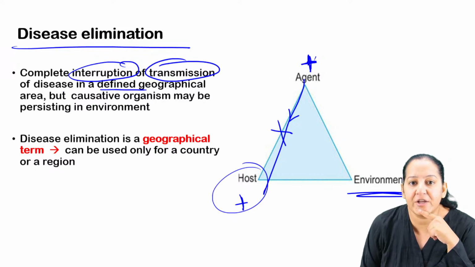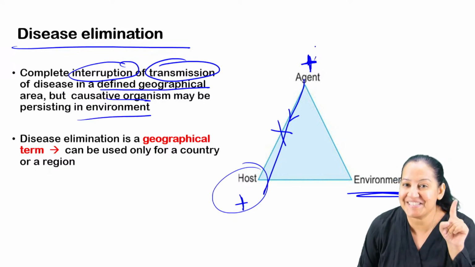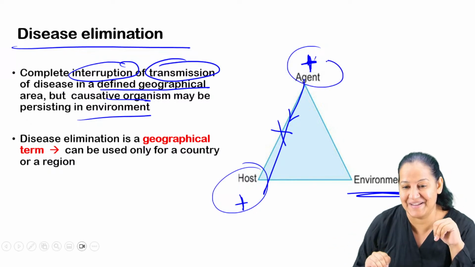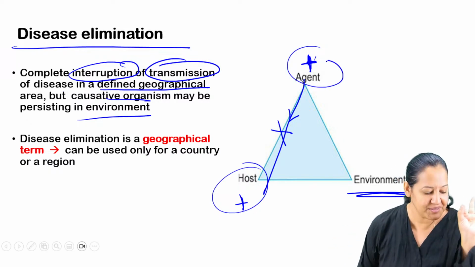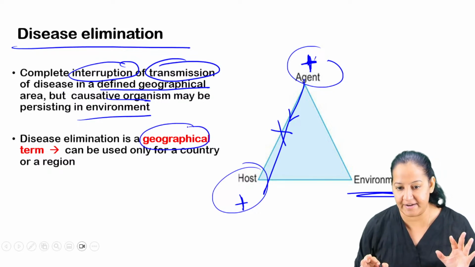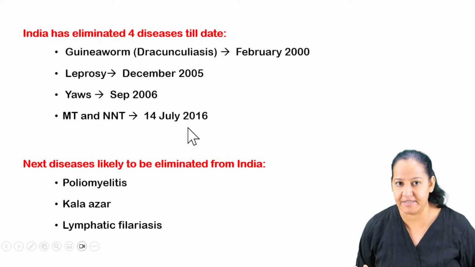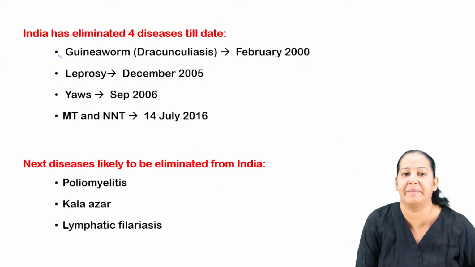of a disease in a geographical area, but the causative agent is still present in the environment. Agent is still present, but it cannot enter the human. So disease is eliminated. We use this terminology, disease elimination, for a geographical area. Okay, maybe for a country. In India, many diseases are eliminated. In India, till now, 4 diseases are eliminated.